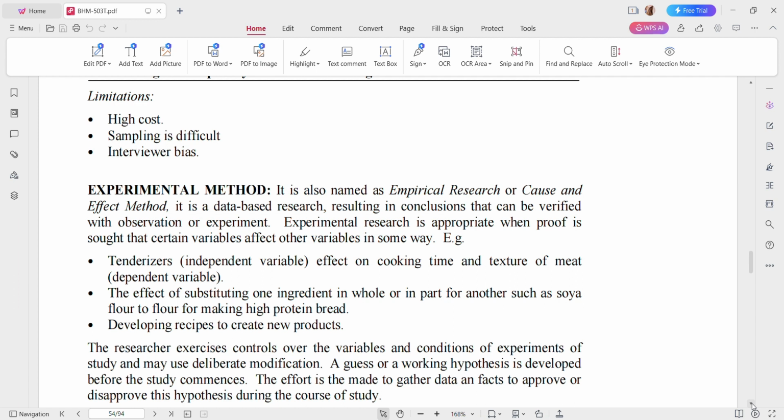whether a specific intervention has an effect, no, to the sample. For instance, also another example of this is if you want to know whether flip or a certain strategy like classroom strategy or teaching strategy would modify or increase the behavior, capacity behavior of your students. Yan siya. Yun yung mga experiment, yan siya. So it is a database research resulting in conclusions that can be verified with observation. So kailangan talaga yung observation and or experiment.